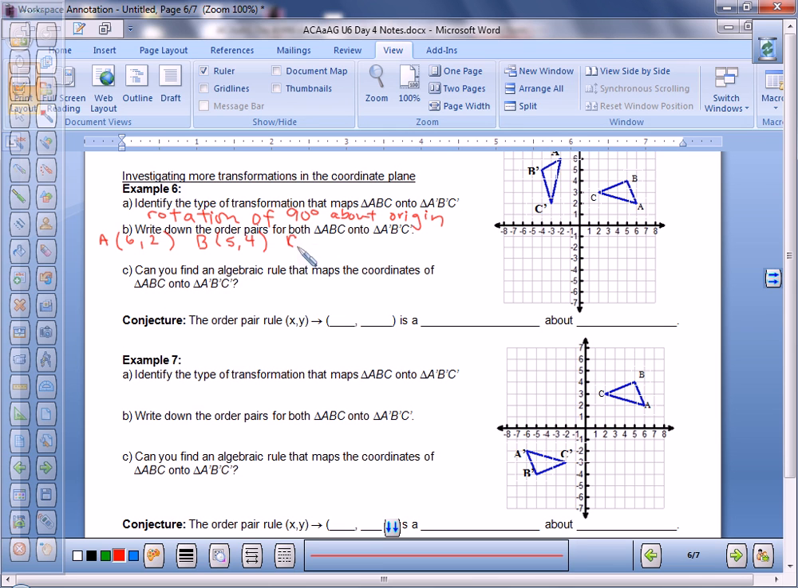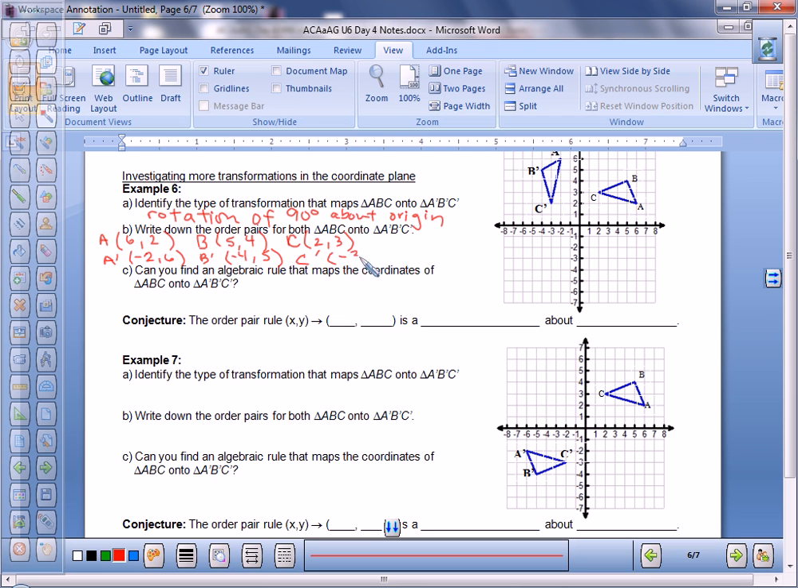All right, what about A prime? It's negative 2, 6. Okay, B prime? Negative 4, 5. And C prime? Negative 3, 2. Okay.